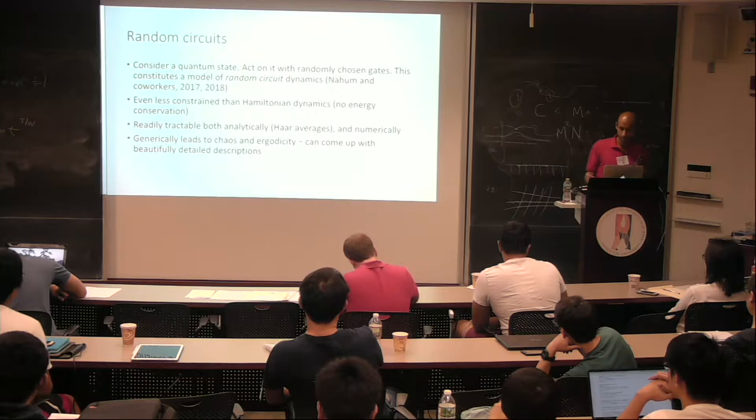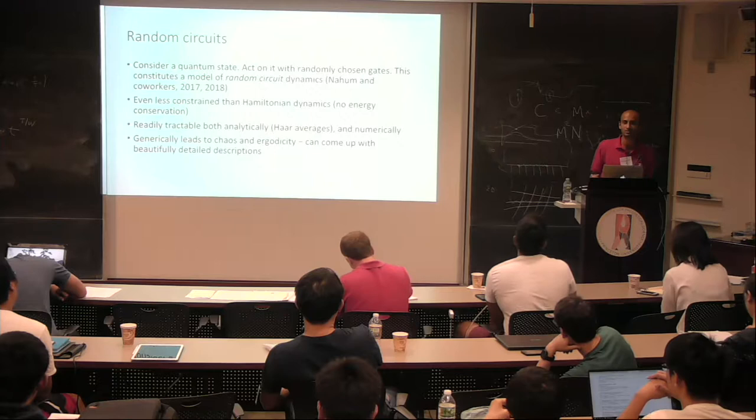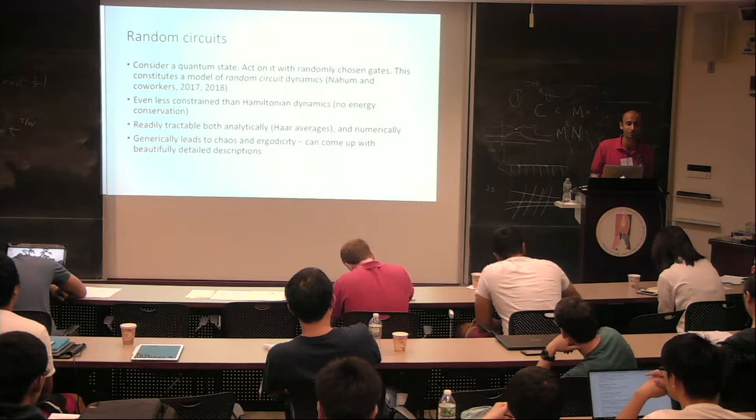And one way you could understand this is if you don't have any energy conservation, you don't have any locator expansion. What's delta E that sits in the denominator? It doesn't make sense. There's no conserved energy. OK, so that's pure random circuits.